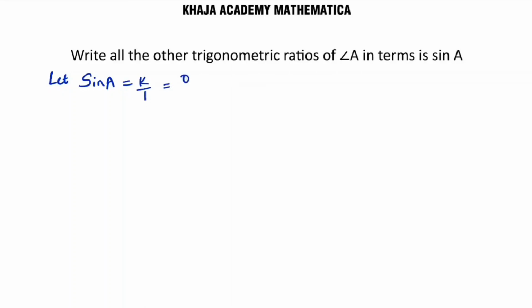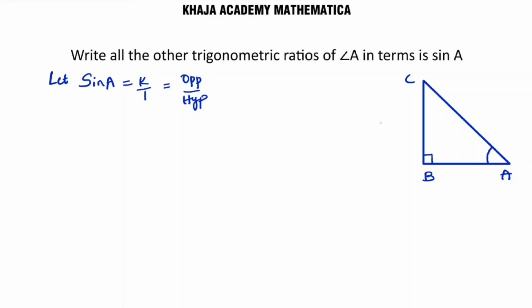So sin theta ratio is opposite to theta by hypotenuse. So here if we take a right angle triangle, I'll name it as ABC, right angle at B. Angle is at A. So this will be opposite to angle A. This is adjacent to angle A, and this one is hypotenuse.